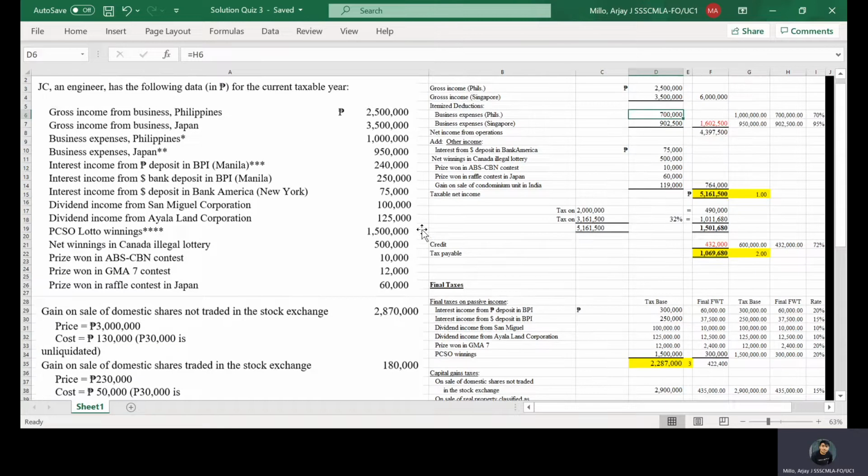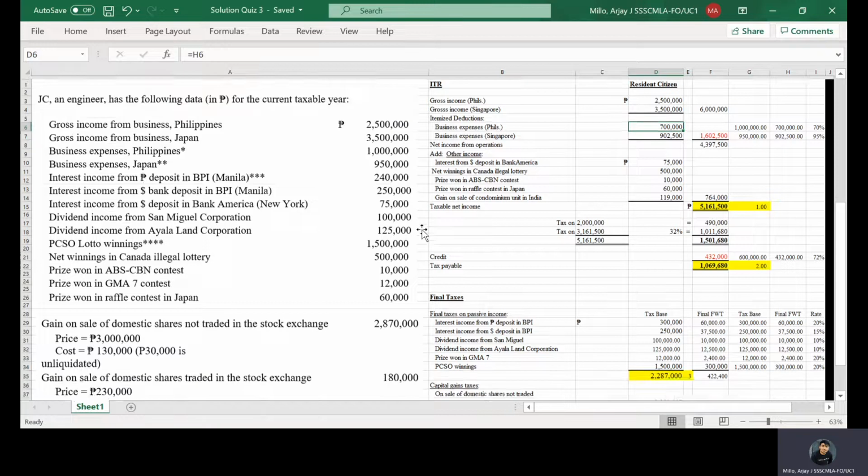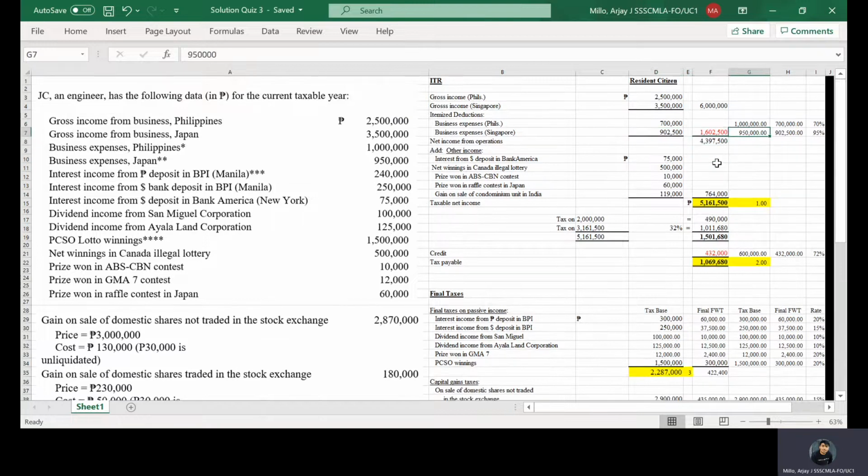Then for business expenses under Japan, it says only 95% of this amount is allowable as a deduction for income tax purposes. So we need to multiply it by 95%, since only 95% is allowable. That's 902,500. So 700,000 plus 902,500 is a total of 1,602,500. So he has a net income from operations of 4,397,500. That is his net income from operations.